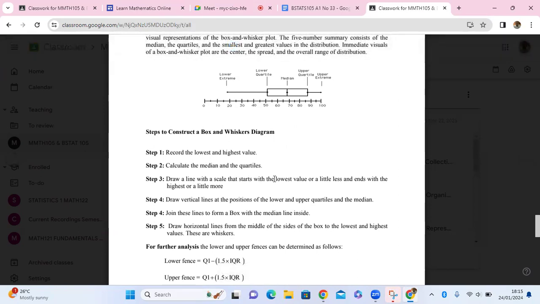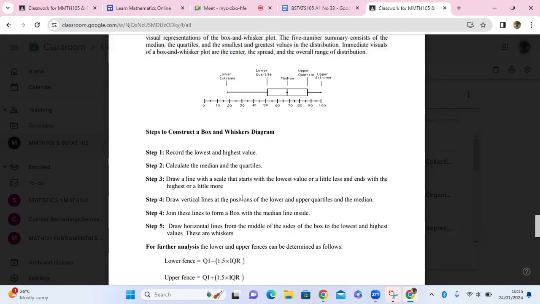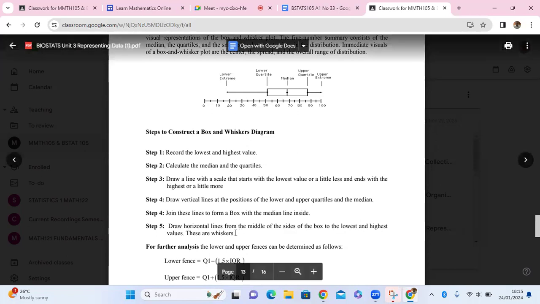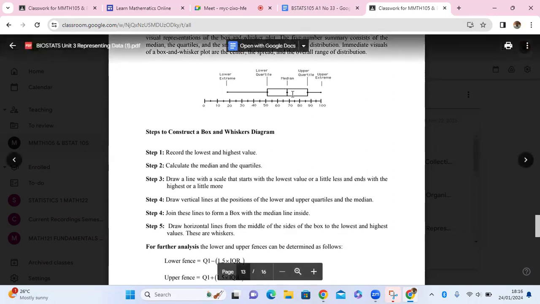That starts with the lowest value or a little less than it, and ends with the highest or a little more. And you draw vertical lines at the positions of the 5 numbers: the lowest, lower quartile, median, upper quartile, and highest value. Join these lines to form a box. So you join the quartiles to form a box, and that's where the majority of the values are.